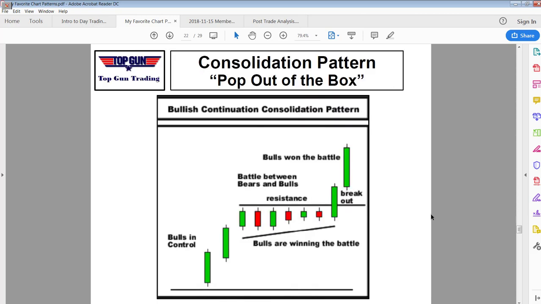Okay. Consolidation or pop out of the box. This usually happens on the way up, where you get sellers beating down the price and won't let it get out. There's usually a big seller at that level, and it's usually a round number, either 00, 0.25, 0.50, or 0.70.